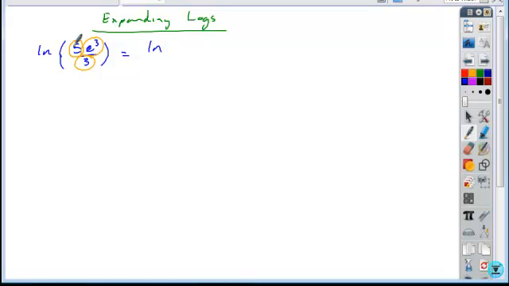We'll take the natural log of the first factor, 5. Because that's a factor in the numerator, we'll leave it with a positive sign in front. Our second factor, again, is in the numerator, so plus ln of e cubed. And then our last factor is in the denominator, so a minus ln of 3.